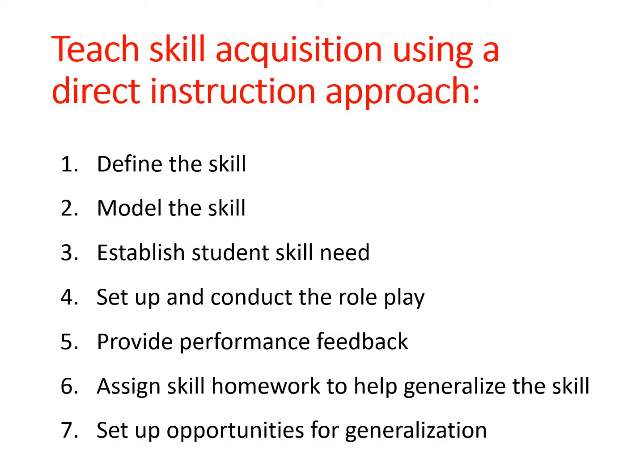Most students on the spectrum need to have concepts taught explicitly. They will not catch on to a skill without direct instruction. When beginning to teach a social skill, follow these steps. First, define the skill. Do a task analysis. Break the skill down into discrete steps. For example, greeting others may consist of 3 steps. First, look at the person. Second, smile. Third, say hi.